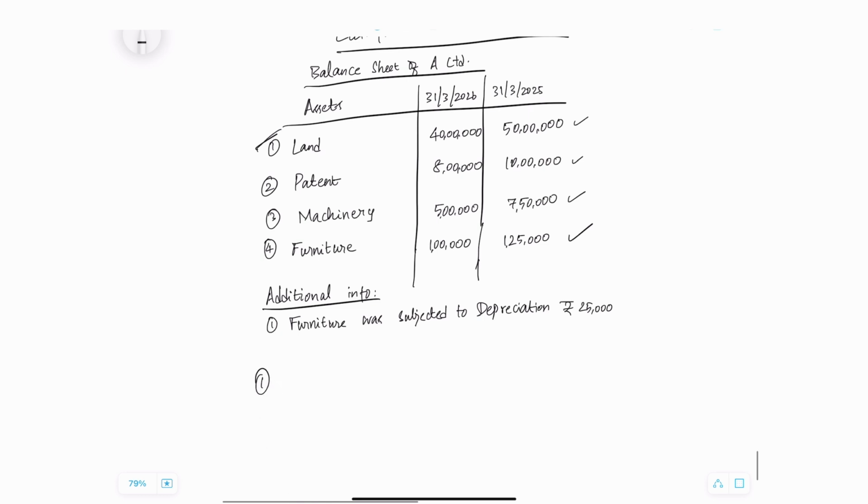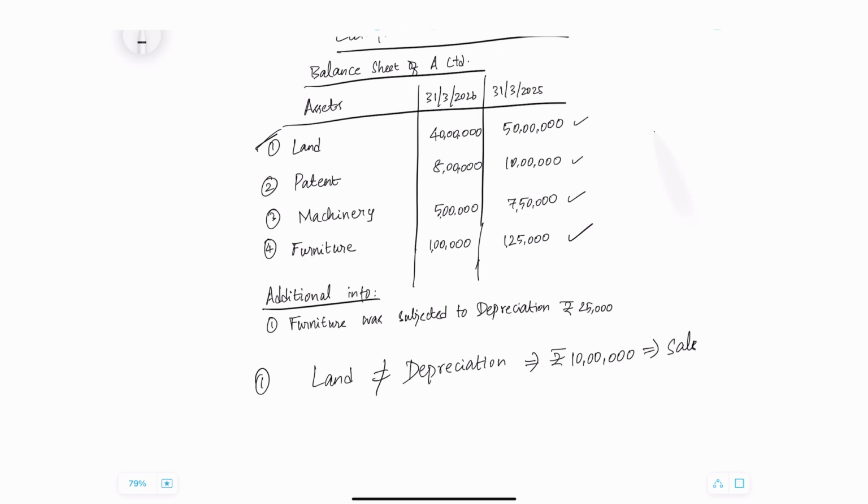In this case, the value of land has decreased from 50 lakhs to 40 lakhs. Now, common sense says that land will not be subject to depreciation. Land normally doesn't get depreciated. Therefore, this decrease of rupees 10 lakhs compared to the previous year, you have to assume it as a sale only and not as depreciation.